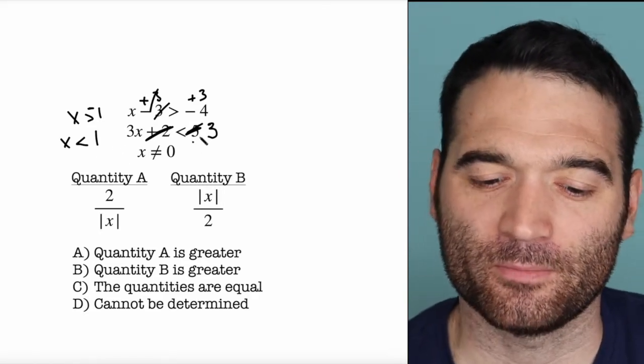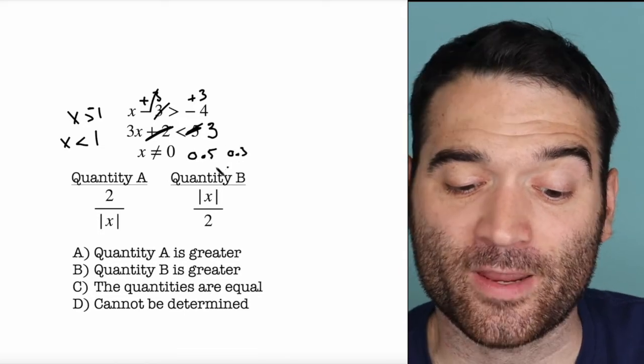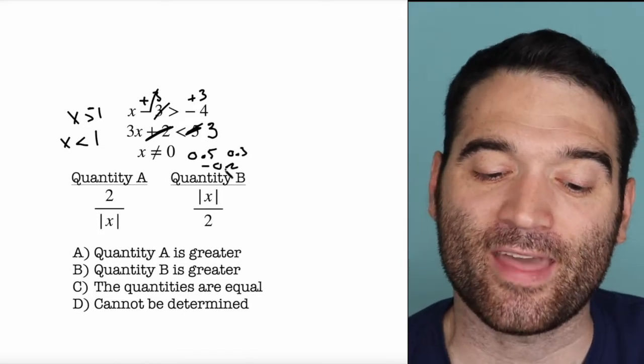Those are some pretty small numbers, right? We're talking, for instance, about 0.5, 0.3, negative 0.2, anything in that range.